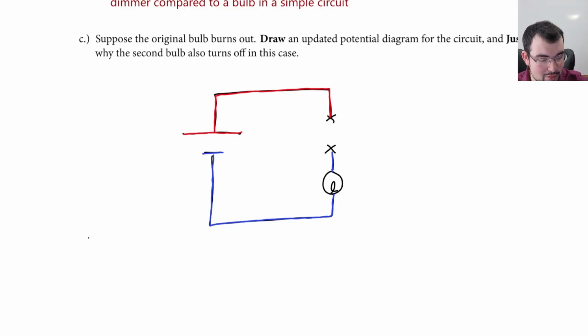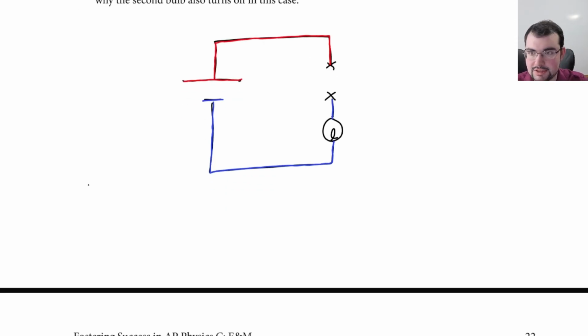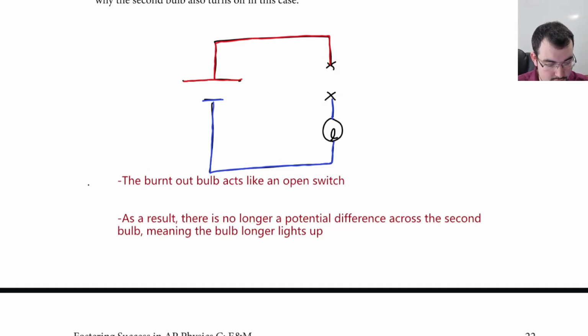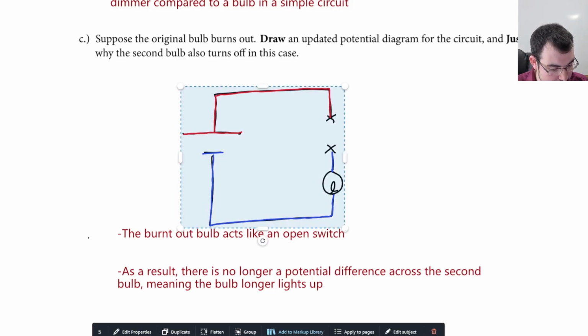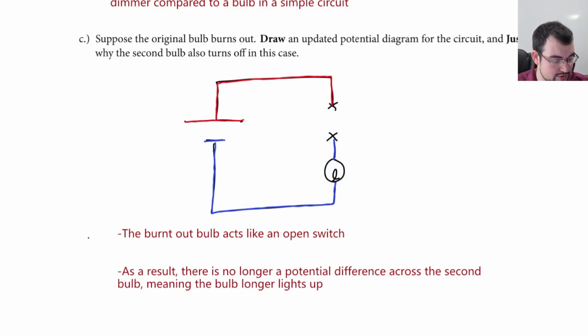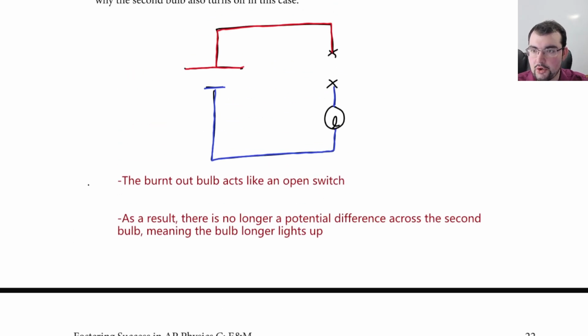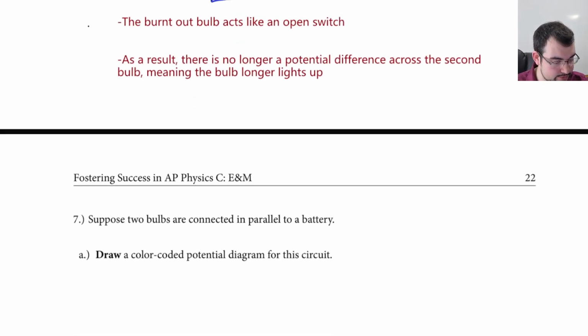So once again, we see both ends are the same color. So why does the second bulb also turn off? Well, it's a similar effect. This time, the entire color change of the circuit is across a hole instead of one of the bulbs. So the burnt out bulb acts like an open switch. As a result, there's no potential difference across the second bulb because the entire potential difference of the circuit is across the hole, or the gap. So we get no lit bulb.